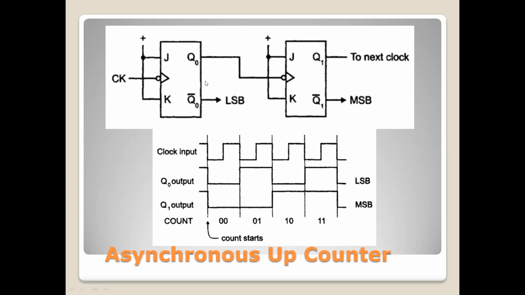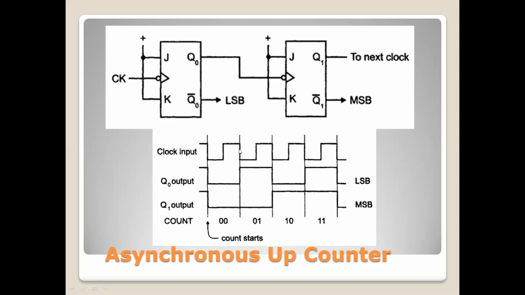To make it an asynchronous up counter, what will we use? We will use the output Q0 to clock the second flip-flop. So what will happen? This is the clock pulse. This is the Q0 output. Here we are using negative edge triggered flip-flops, so the output will change on the falling edge of the clock. Suppose Q0 changes from high to low. At this particular transition, the output changes from 1 to 0.